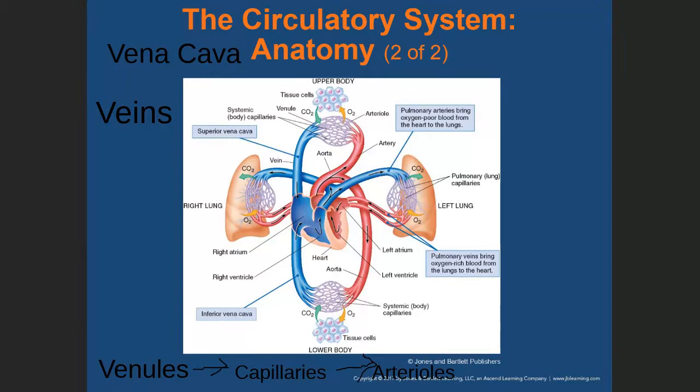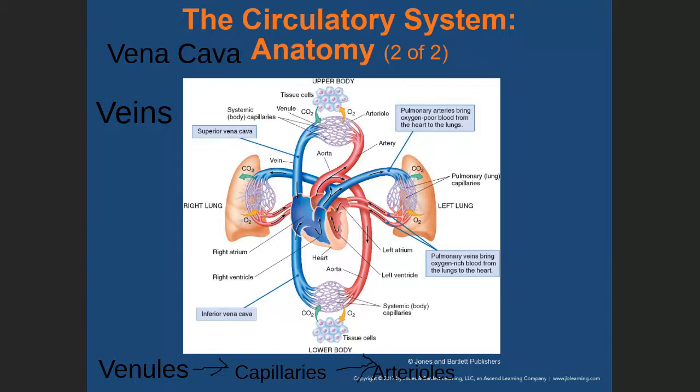So that's the artery that supplies the heart with blood, and that's the artery that is going to be blocked if a patient has a heart attack or myocardial infarction. Right?